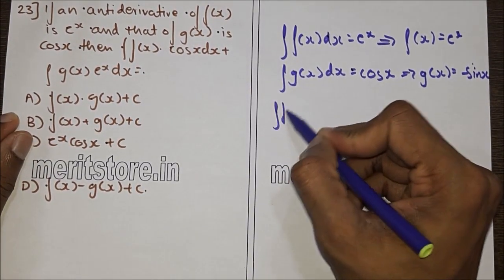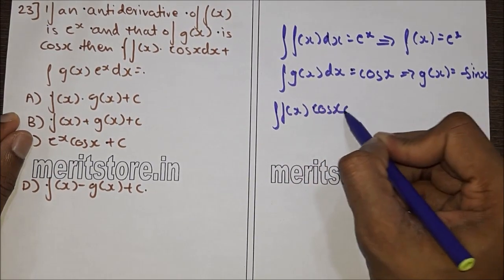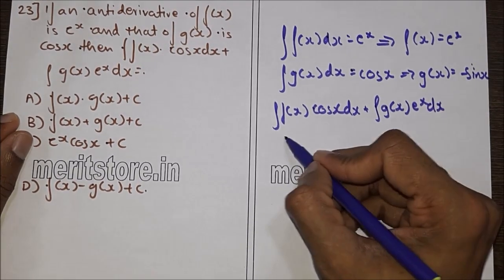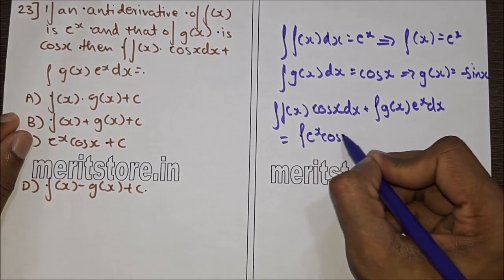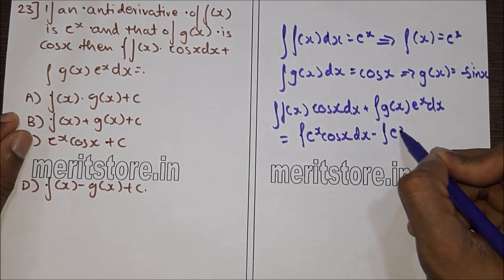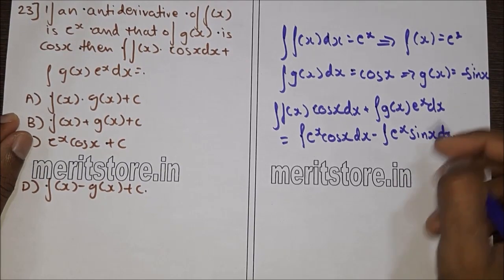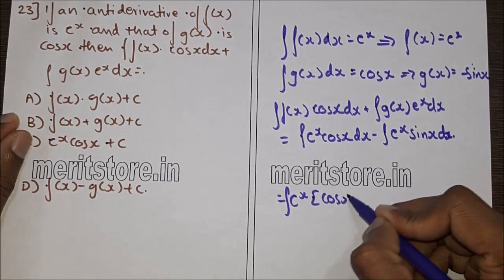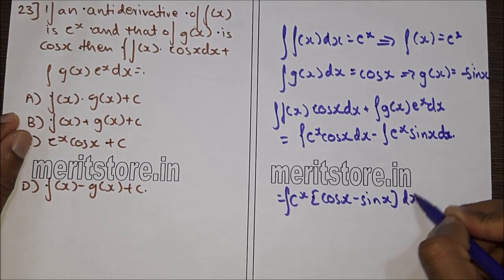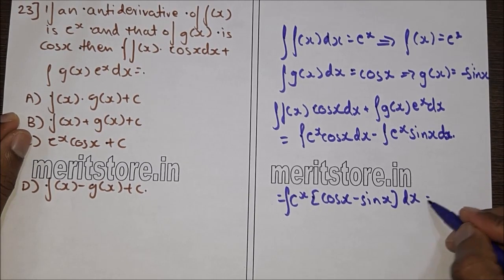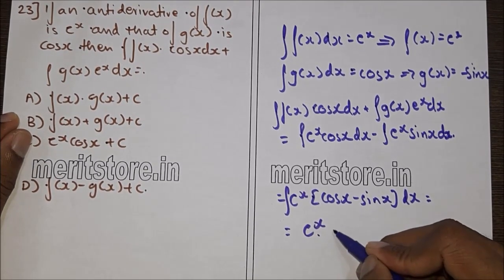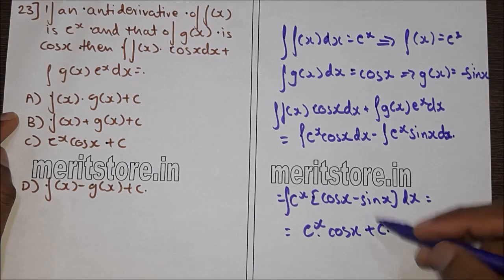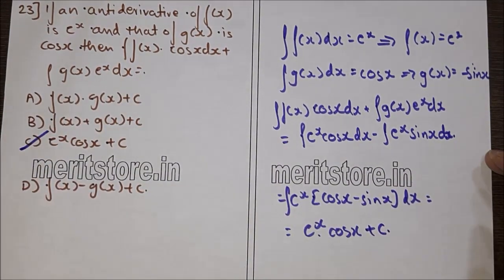Therefore, integral f of x cos x dx plus integral g of x e raised to x dx equal to integral e raised to x cos x dx minus integral e raised to x sin x dx. Solving this, we get integral e raised to x into cos x minus sin x dx, which we get as e raised to x into cos x plus c. We see our answer matches with option C. Therefore, option C is the correct answer.